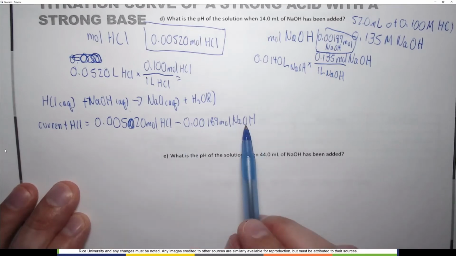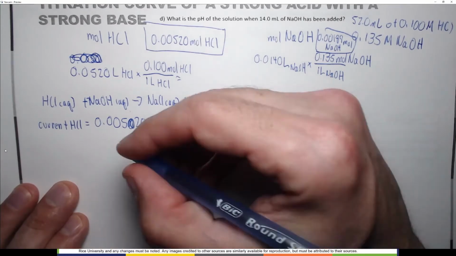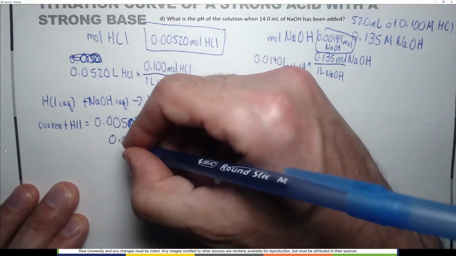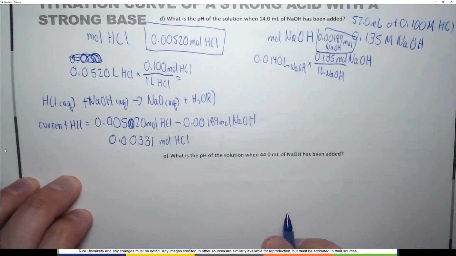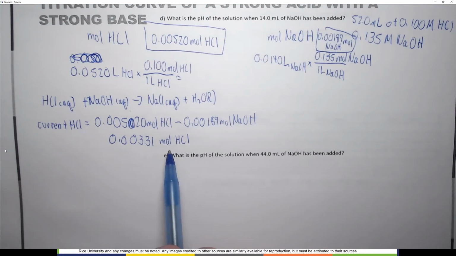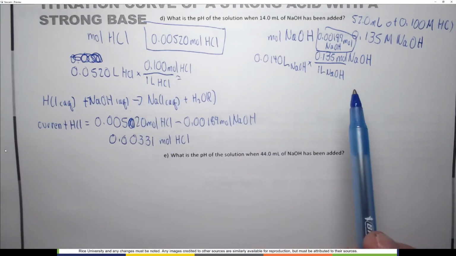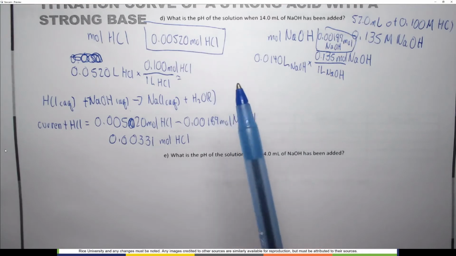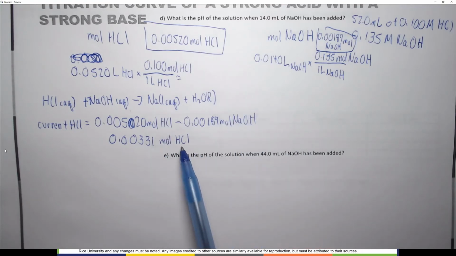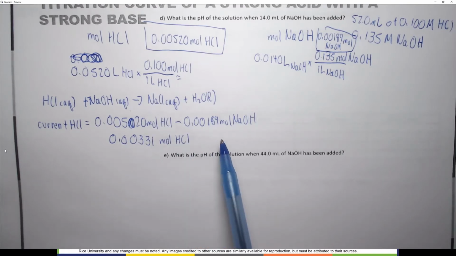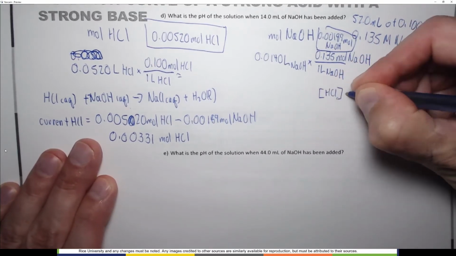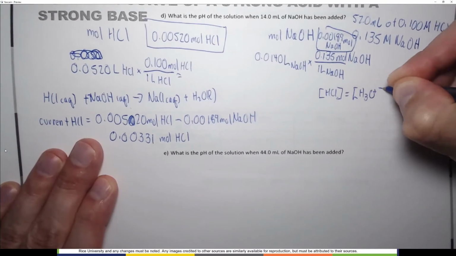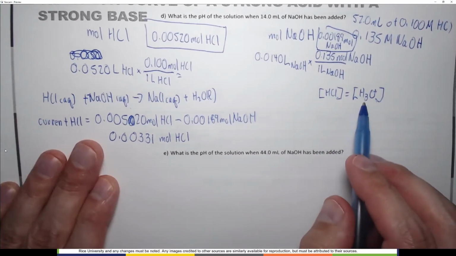All right, so we subtract these two numbers and we find that there are 0.00331 moles of HCl in the solution after we add the NaOH. Again, it is not surprising that there is more HCl than NaOH because we haven't reached the equivalence point yet. But remember, in order to find the concentration of HCl, I need to consider the volume in liters. I'm going exactly where I went before, which concentration of HCl equals concentration of H3O plus. And then I can find the pH once I have the concentration of H3O plus.